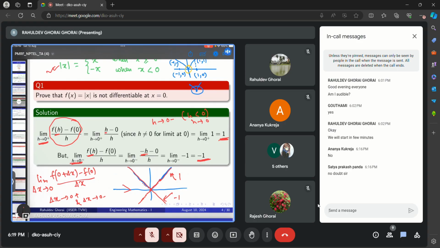I showed an example where the function is not differentiable but continuous. It is continuous. Okay, but differentiability will give you continuity. That theorem is there. And not continuity implies not differentiable. So these three things you have to remember, or you have to understand.